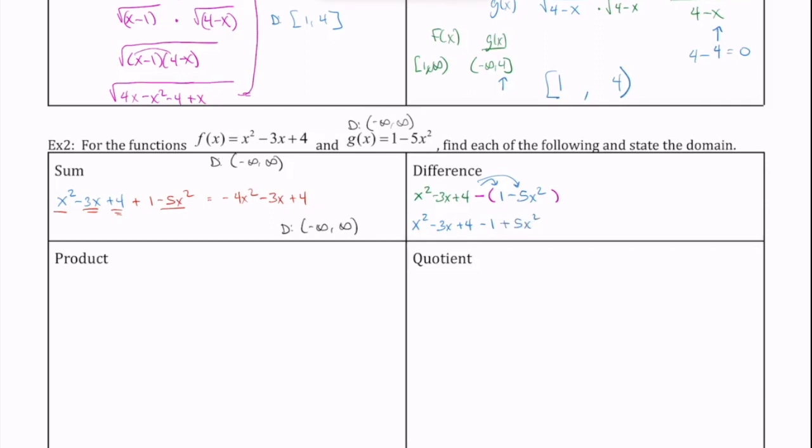And then I could go ahead and combine my terms. I have 6x squared, right? 1x squared plus 5x squared is 6x squared, minus 3x, and then plus 3.